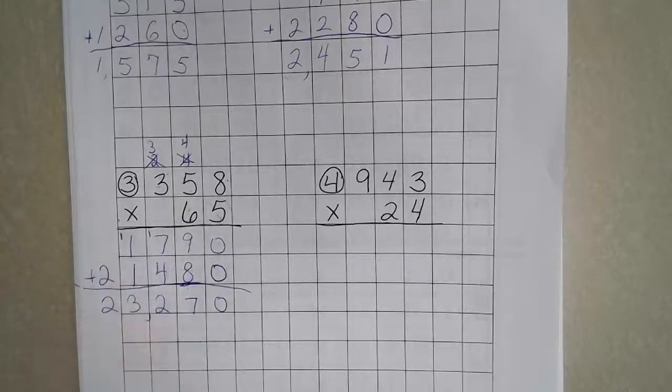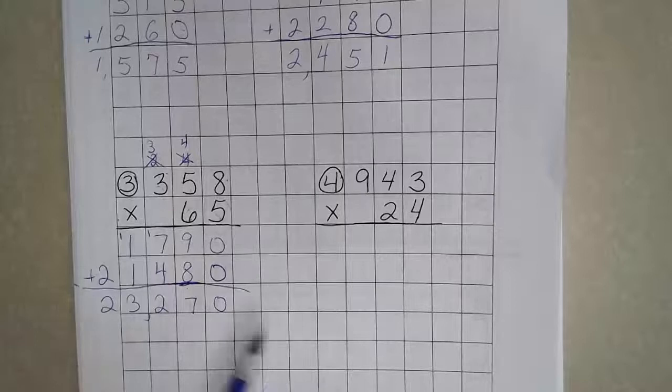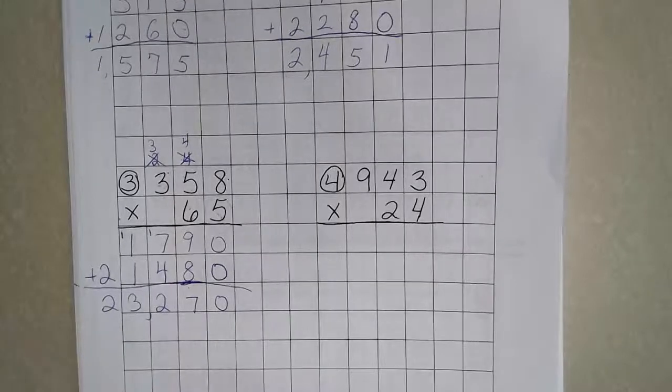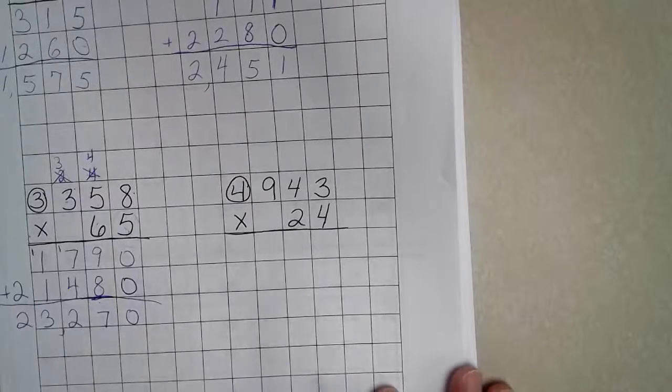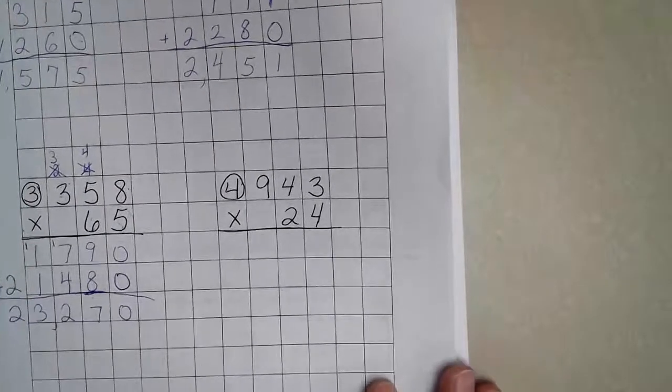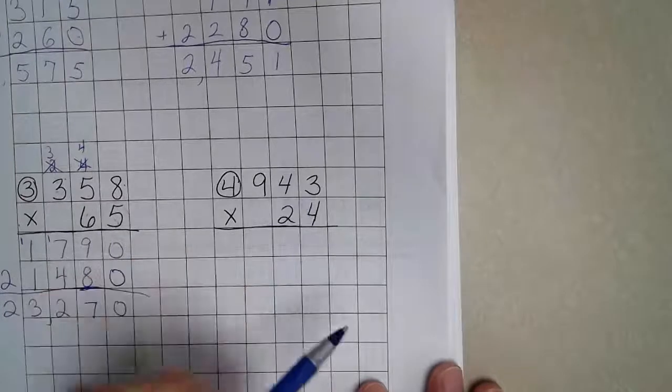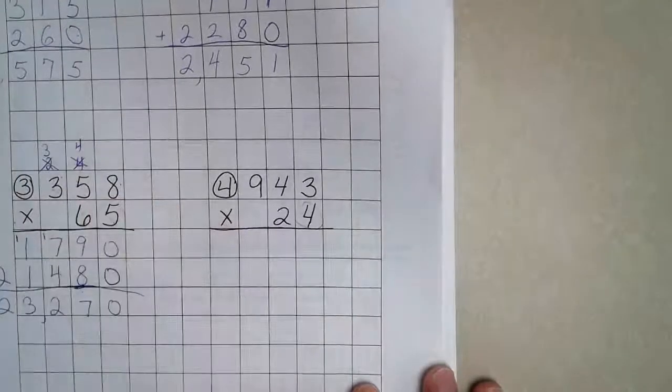Anytime you have a 3-digit by 2-digit, I shouldn't say anytime, but most of the time you have a 3-digit by 2-digit, it's going to be a 5-digit answer. So I'm looking at getting a 5-digit answer here, or I probably made an error. So I'm going to look at this problem here. Once again, we're starting in the ones digit.